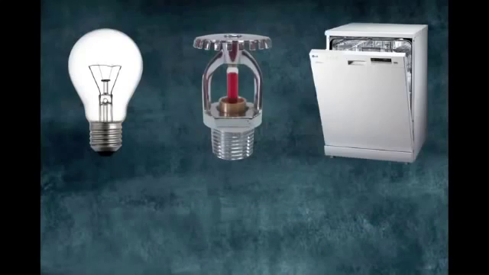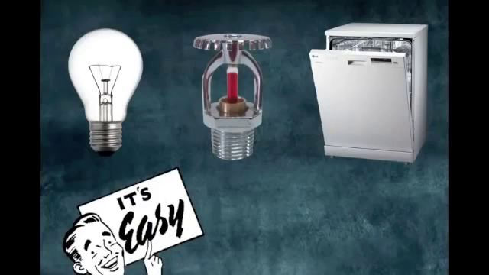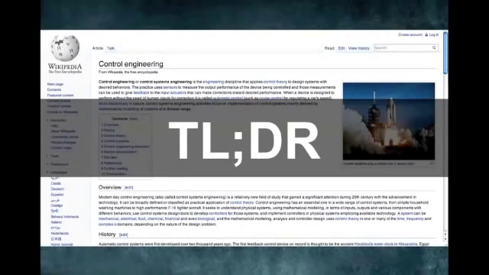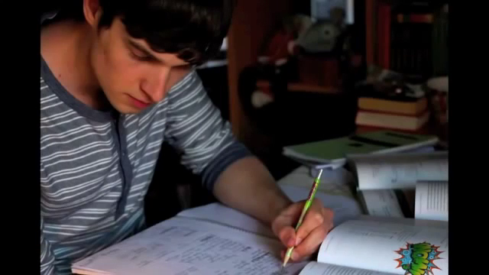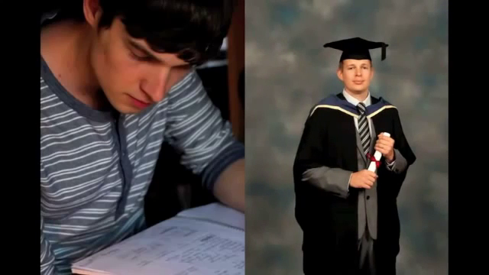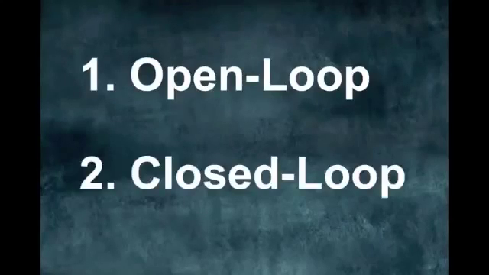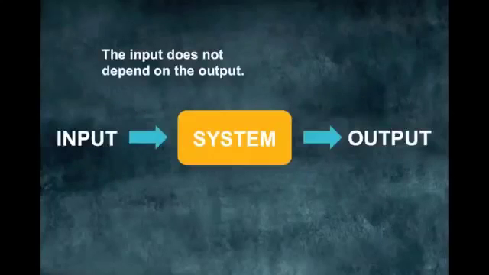So if control engineering can be demonstrated through these simple examples, then what makes it so complicated that Wikipedia has a long article for it, and that engineers spend so much time studying it, even earning PhDs in control engineering? To answer that question, we need to dig deeper by defining two types of control systems: an open-loop system and a closed-loop system. An open-loop system is a system where the input does not depend on the output.